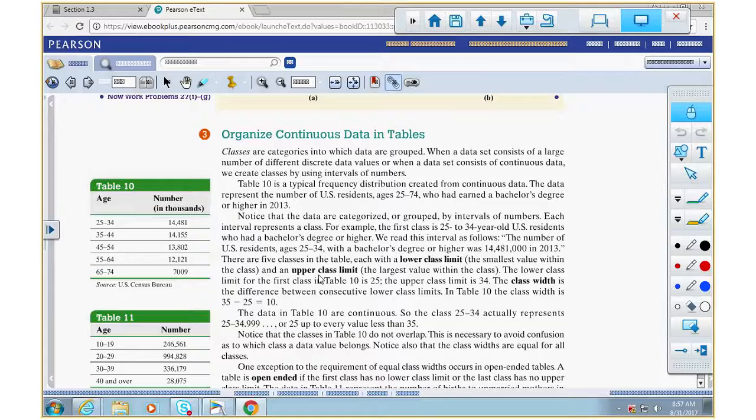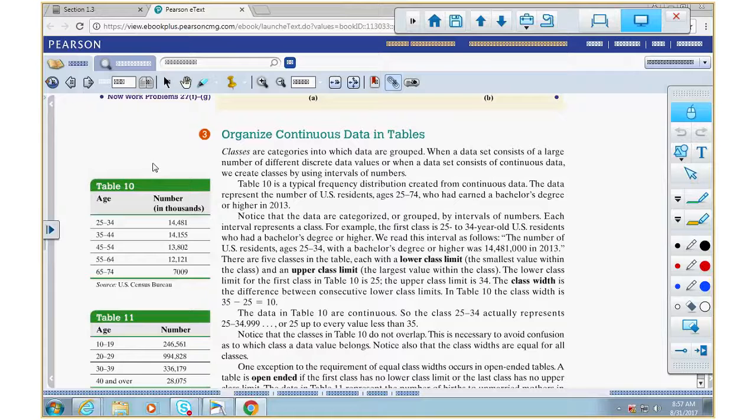Now, I don't really care too much about that. That's more of a homework for-your-information question. But this one you have to know, class width. The best way to find the class width is to subtract vertically. What's 35 minus 25? 10. What's 44 minus 34? 10. What's 45 minus 35? 10. The class width of this frequency table is 10.